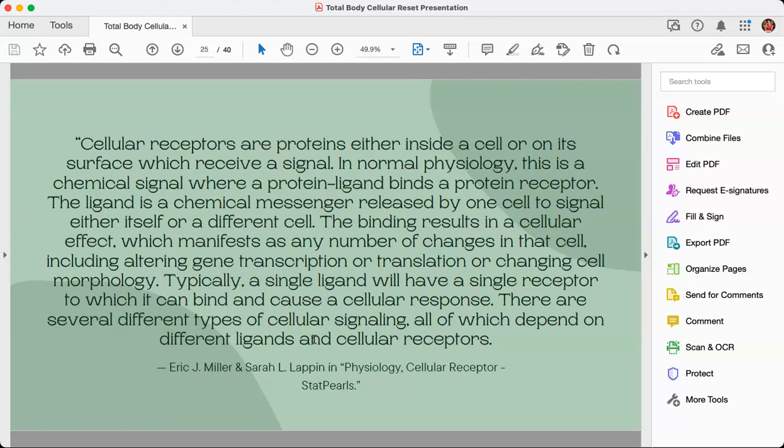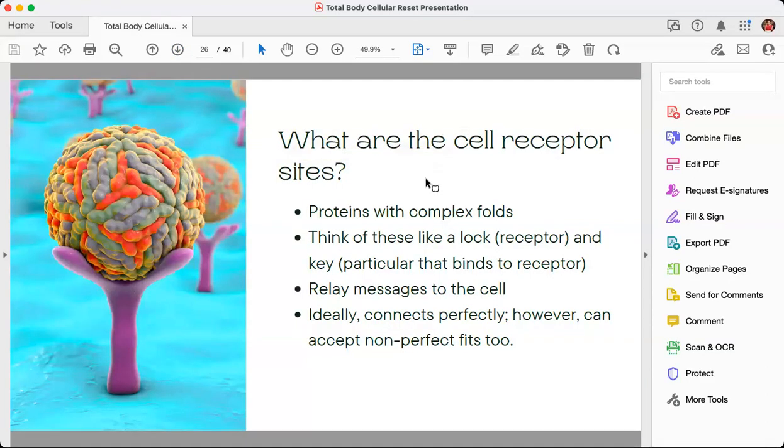There are several different types of cellular signaling, all of which depend on different ligands and cellular receptors. I know every time I read that, I'm like, wow, that's very dry. We'll go over it. So what are the cell receptor sites? They're proteins with complex folds, like we were showing earlier.